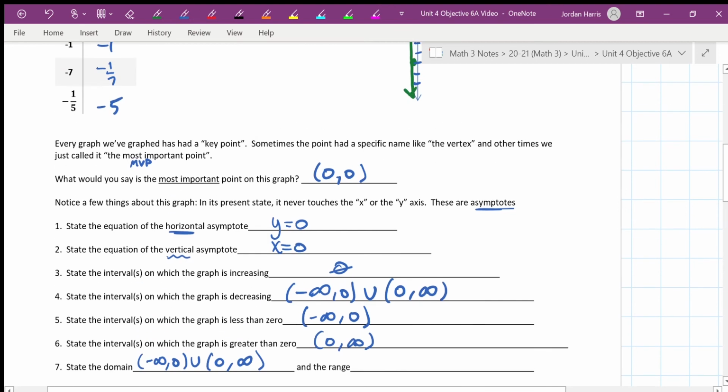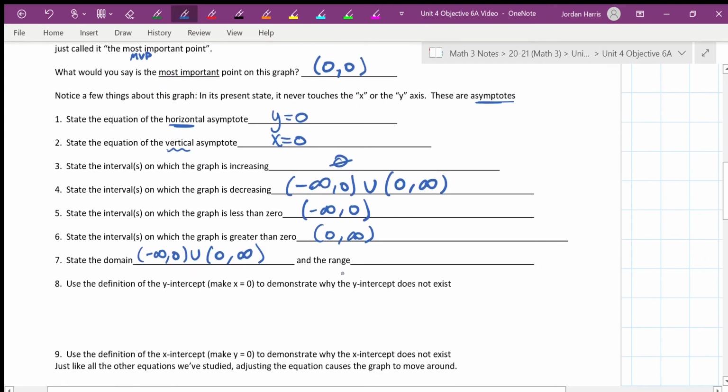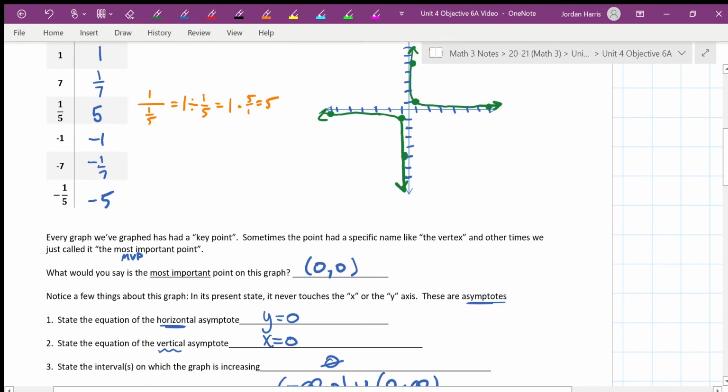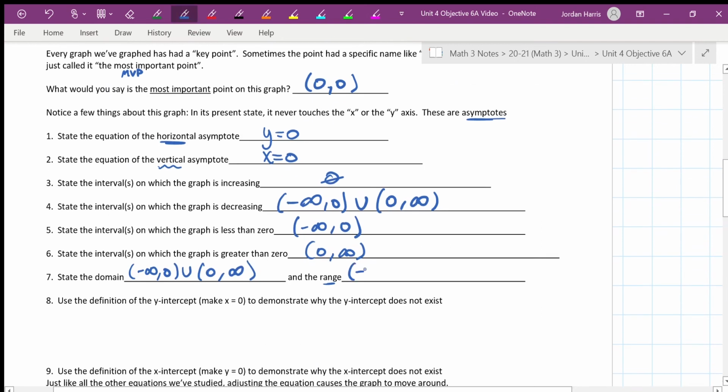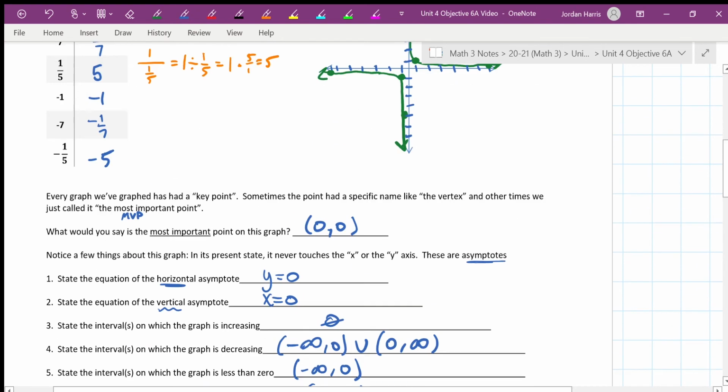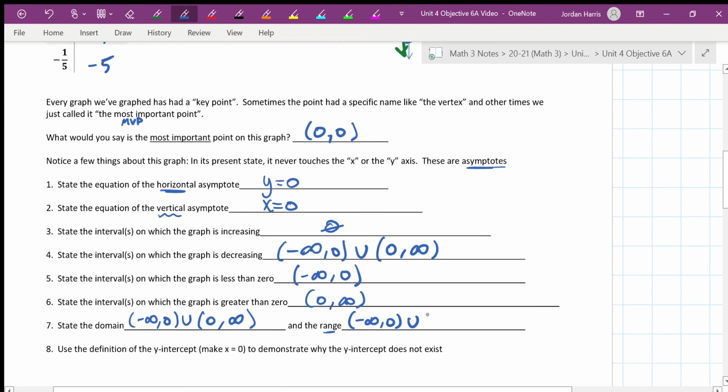And range. This is the only one where we look at the y values. So down to up, and I skip 0. So it's negative infinity to 0, and then 0 up to infinity.